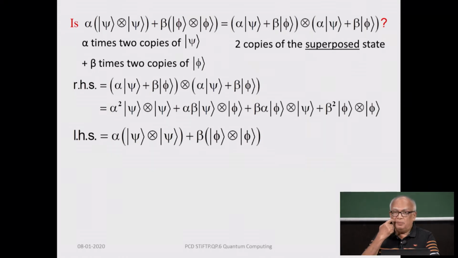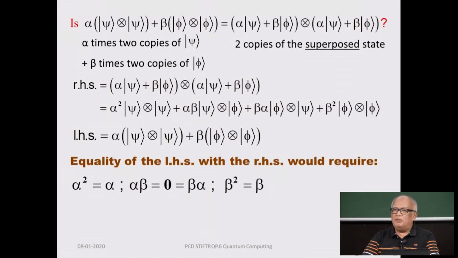Okay, if the logic is sustainable, then the left hand side better be equal to the right hand side. So, we immediately recognize that equality is possible if and only if alpha square is equal to alpha, because the coefficients of the corresponding terms must be equal, right. Beta square must be equal to beta, and alpha beta, which is of course the same as beta alpha, should be equal to 0. Okay. And that is going to be possible at least if alpha is 0 or beta is 0 or both are 0. And if either alpha or beta is 0, the superposition is destroyed. Okay, there is no superposition to talk about, because the superposition is made of alpha psi plus beta phi.